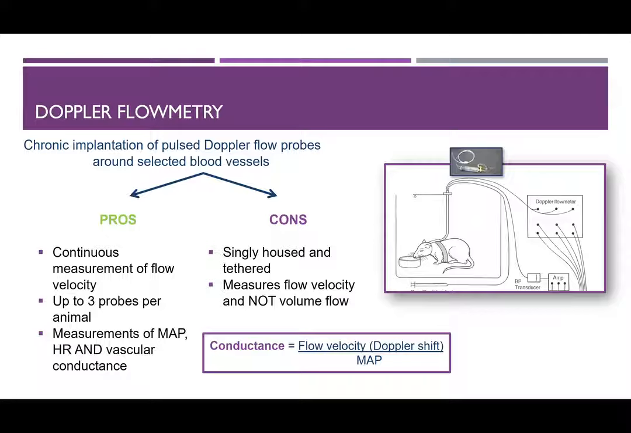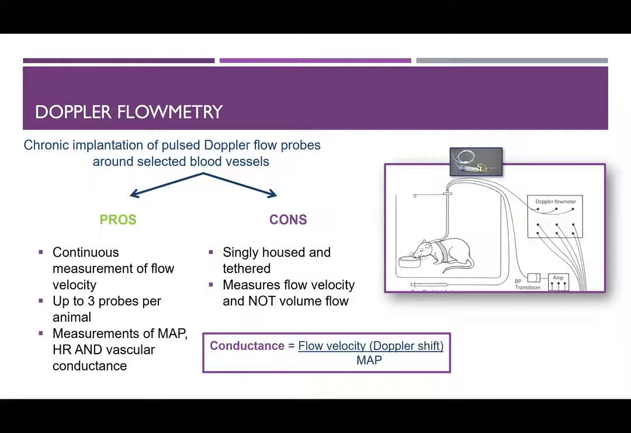We're able to look at up to 3 probes in a single animal. And in addition to looking at changes in mean arterial pressure and heart rate, we're able to get a global view of what's happening and what's changing regionally in terms of vascular conductance. But associated with this method, there are also some cons that we need to consider.